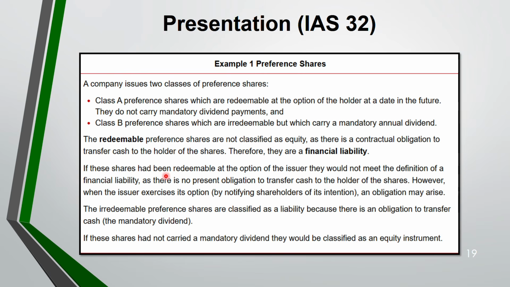So if the shares have been redeemable at the option of the issuer, you see, they told it is at the option of the holder. But if it is redeemable at the option of the issuer, they would not meet the definition of a financial liability, as there is no present obligation to transfer cash to the holder. However, when the issuer will exercise this option, an obligation will arise. You understand? So you have to see who has the option, the issuer. But here it is the holder who has the option.